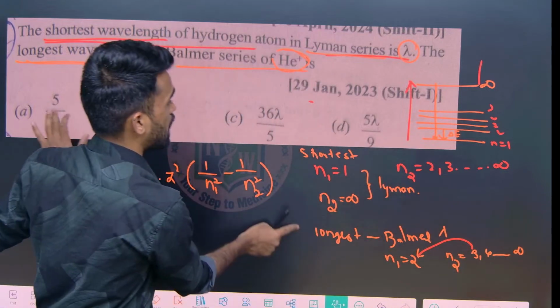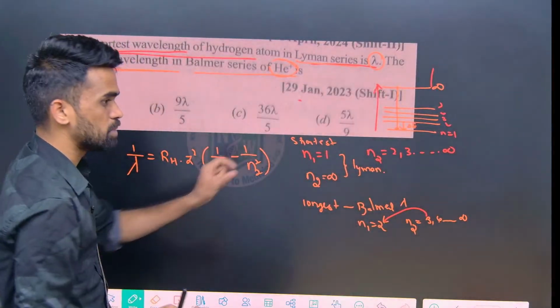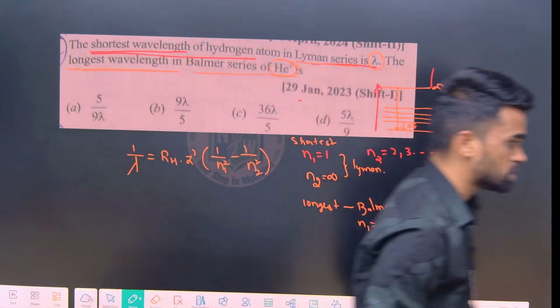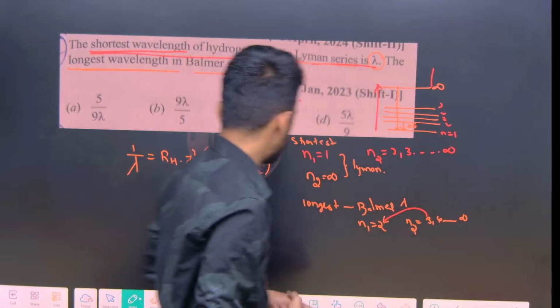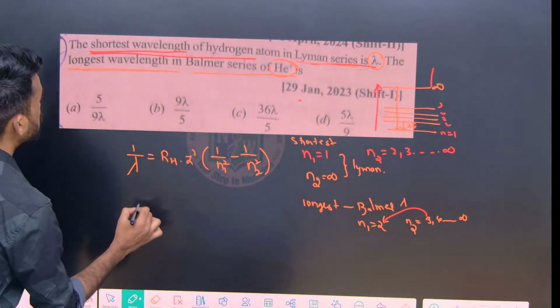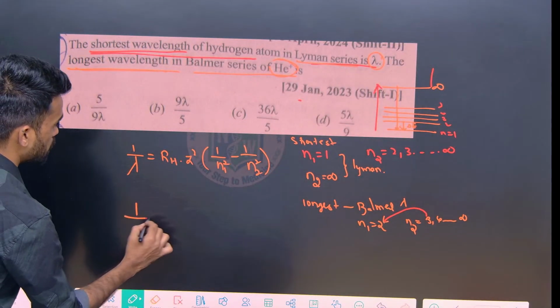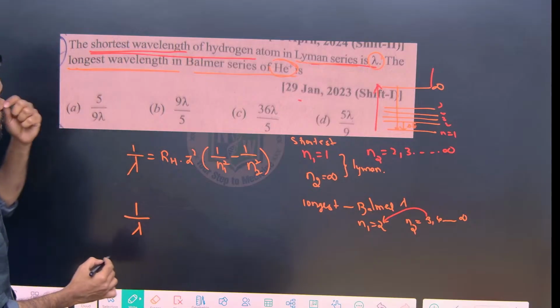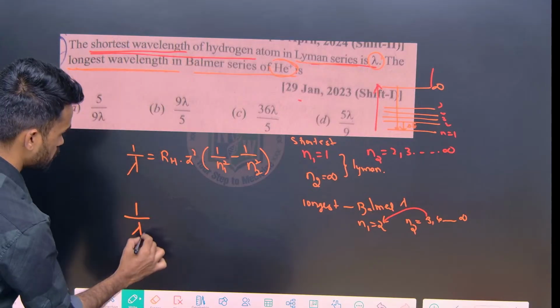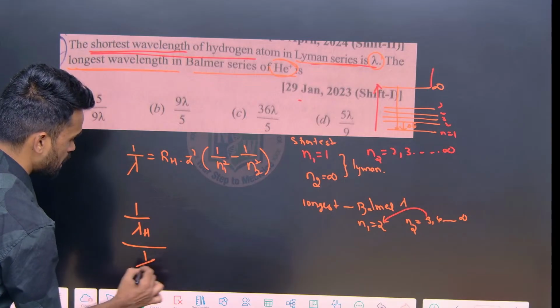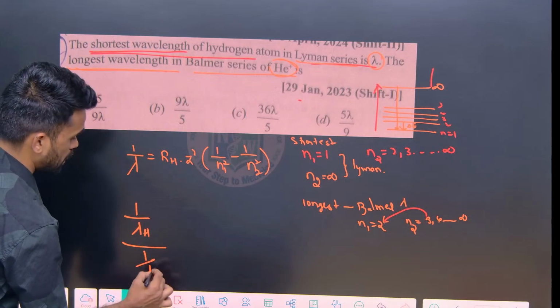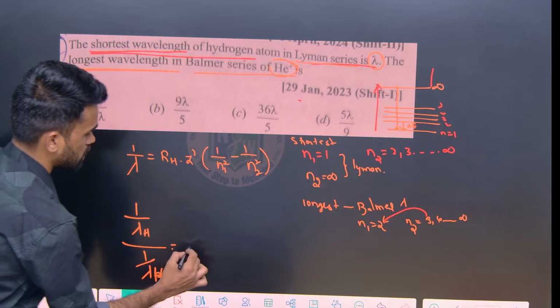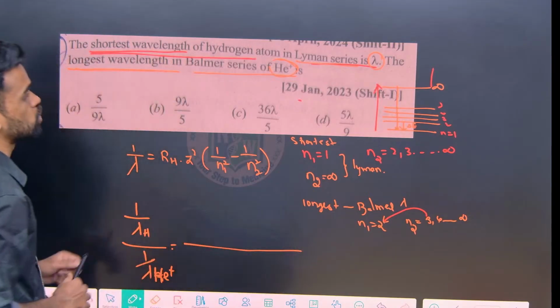That's it, we are almost done. Fixing these numbers is important, without having any confusions. First fix these numbers, then try to substitute in the formula. So here I am taking 1 by lambda of the hydrogen atom by 1 by lambda of the helium ion, as they have mentioned. Just take the ratios here, that's it.